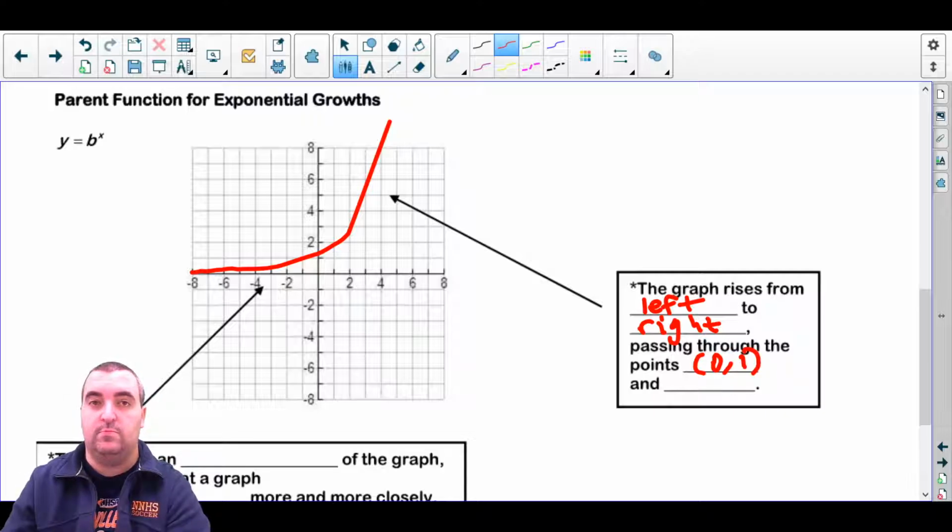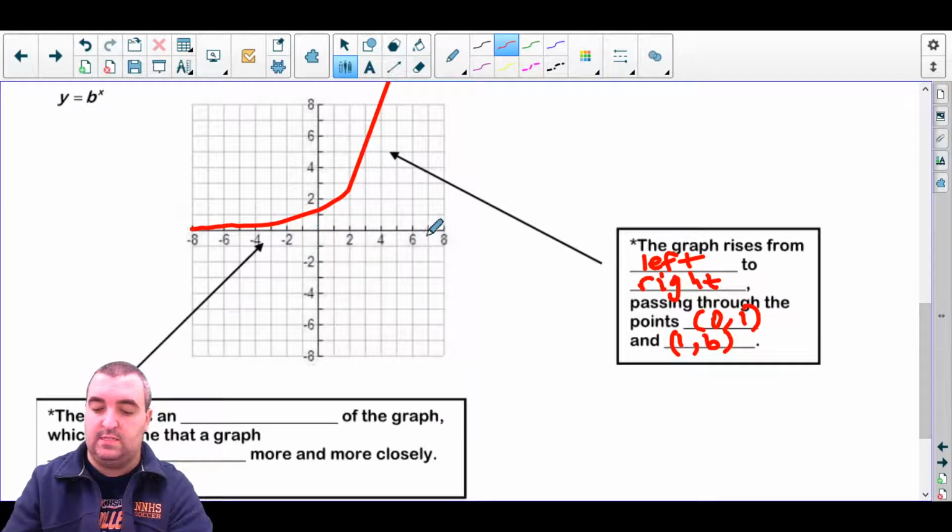So 0, 1. That's always going to be our y-intercept, unless of course there is some sort of transformation done, but this is for the parent function. And then 1, b. So if I substitute 1 in, I'm always going to get whatever the base is. So those are kind of your two key points.